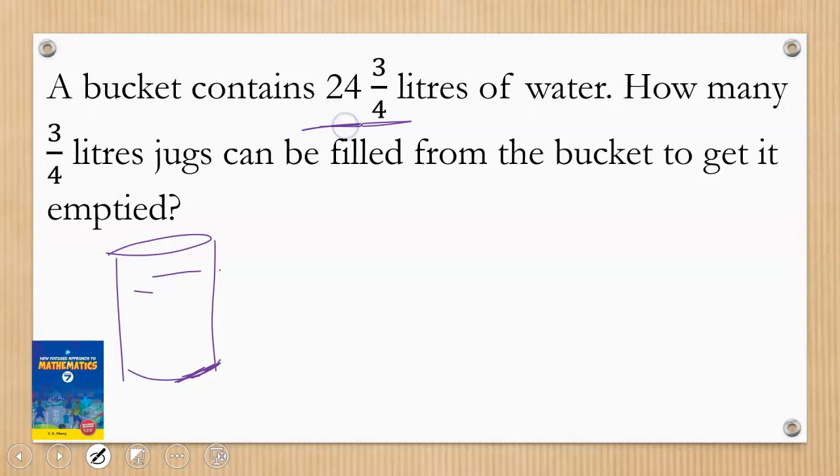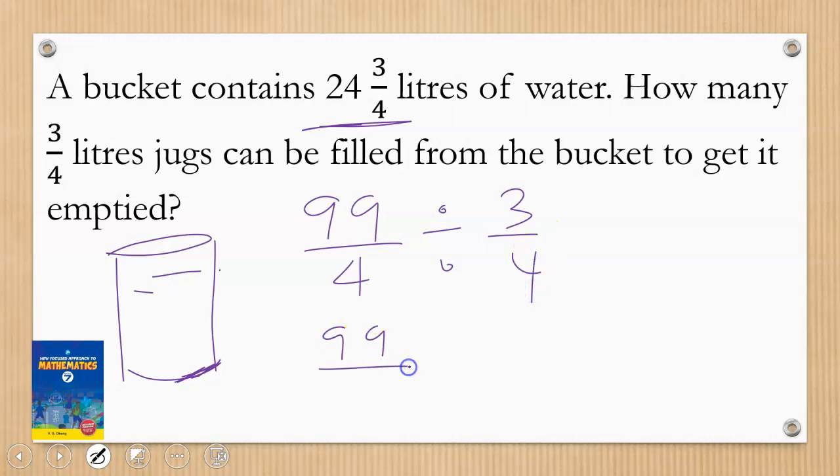So let's change this one to an improper fraction. That will give us 24 times 4, which is 96, plus 3, 99, divided by 4. Okay, so because we want to look at the number of times we can empty, we divide this by the 3/4, which we can write the same thing as times 4 divided by 3.